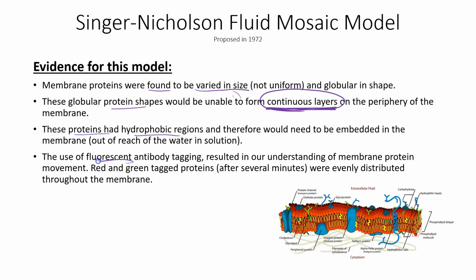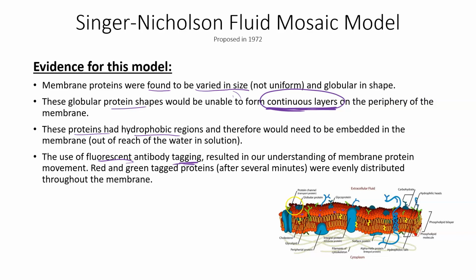And the use of fluorescent antibody tagging resulted in our understanding of membrane protein movement. Red and green tagged proteins, after several minutes, were evenly distributed throughout the membrane. Basically, it allowed us to understand this fluid motion of the phospholipids. We were able to radioactively tag some of these phospholipids with green and with red, and they didn't stay the way we tagged them, right?